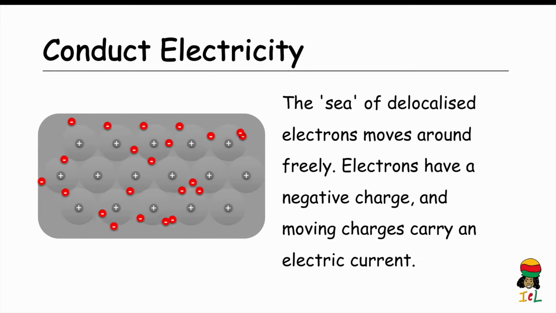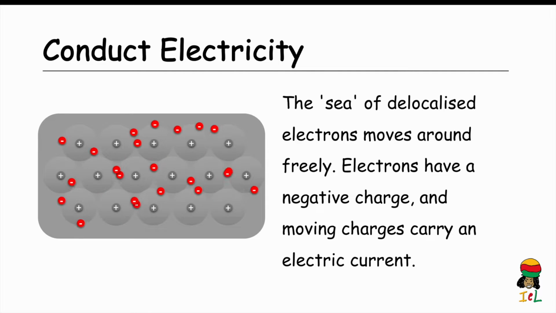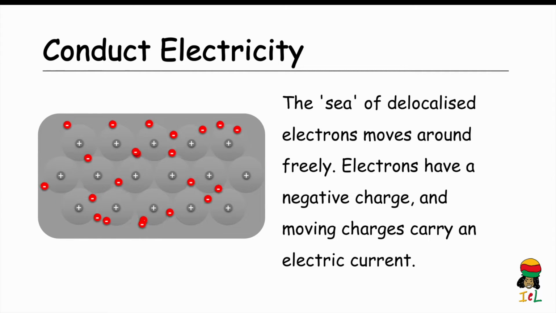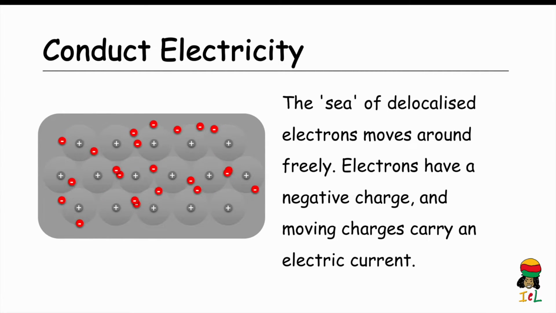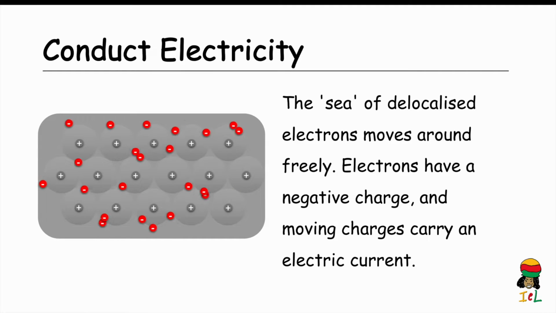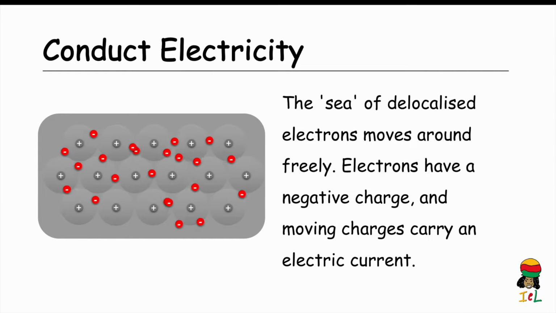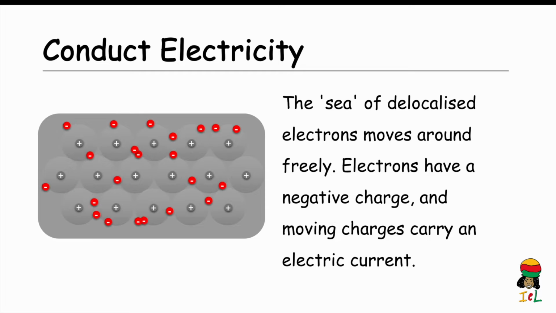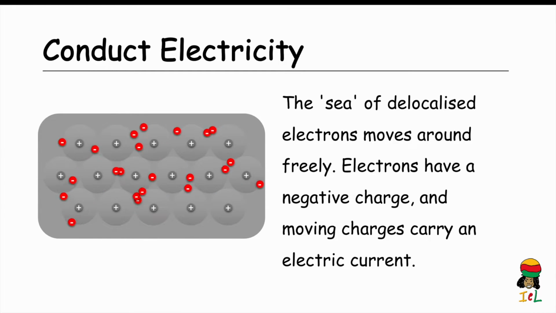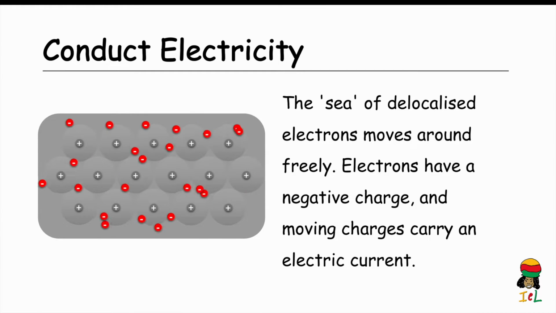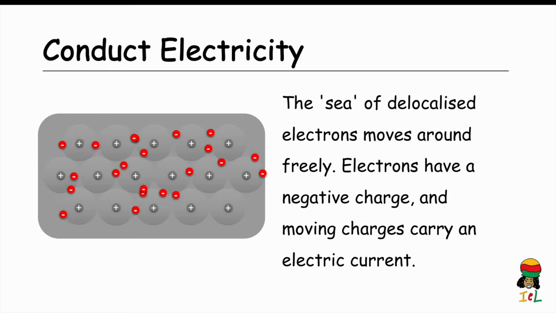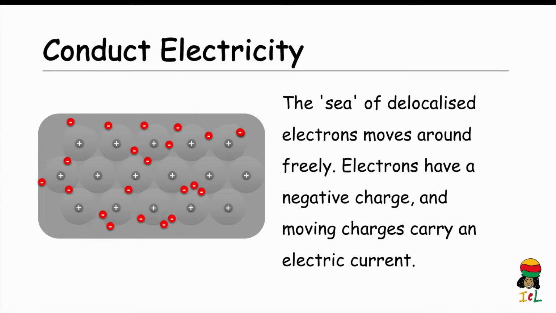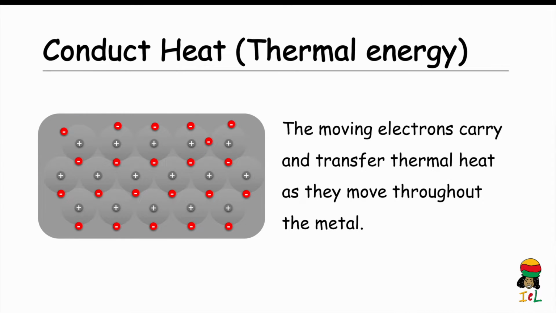Metals are typically excellent conductors of electricity. Remember that anything that has a charge and moves freely can conduct electricity. So the sea of delocalized electrons are actually negative charges that are moving around the structure. Therefore, metals conduct electricity. Metals conduct heat or thermal energy.